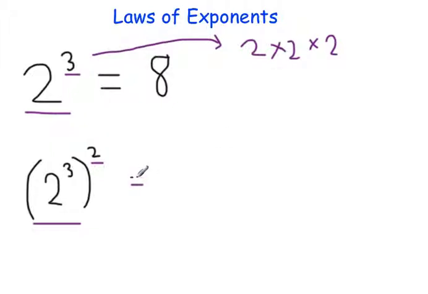Therefore, let's do the same. 2 is telling our base of 2 cubed to multiply by itself twice. 2 cubed times 2 cubed. We know 2 cubed is 8. So let's simplify our 2 cubed to 8. And 8 times 8 is 64.